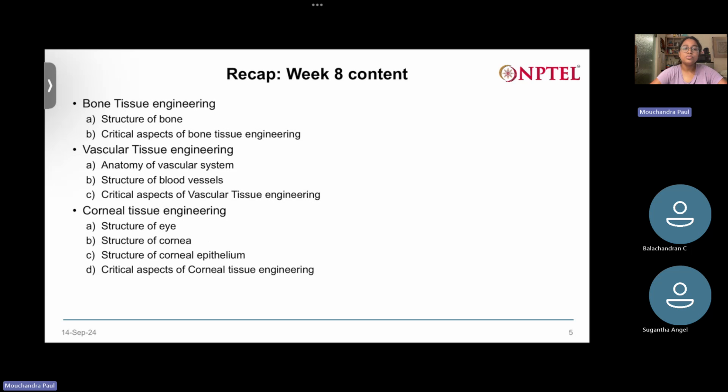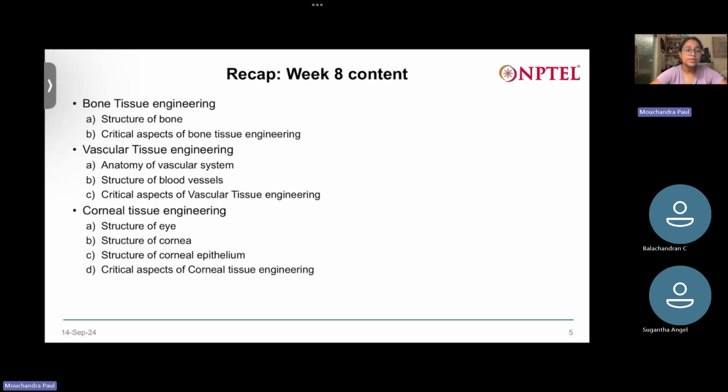Okay, so what did we see in week 8? Let me quickly refresh your memories. We first saw the bone tissue engineering aspects: what is the structure of the bone, what are the main cell types present there, the ECM component, and if we were to engineer artificial bone tissue for the repair or replacement of a critical size bone defect, then what factors should we take care of?